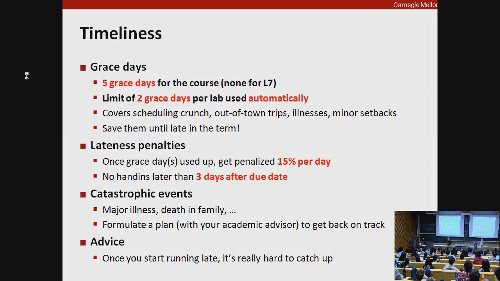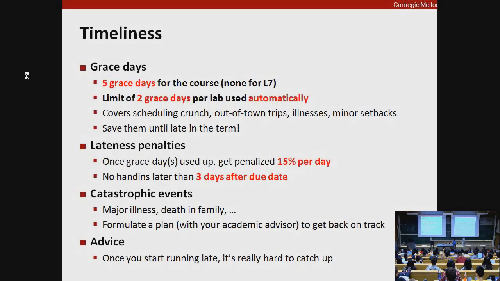Lateness penalty: after you use your grace days, or the limit of 2 grace days per lab, there's a 15% penalty per day. No hand-ins after 3 days. So the most late you can be on an assignment is 3 days late. The reason for that is to make sure that you have enough time to do the next assignment. Comes to that sync point thing. In the event something really bad happens, a major illness, a death in the family, and so on.